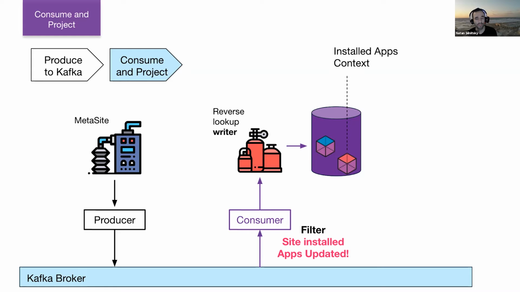So it just filtered for the messages that it is interested in and only took the parts of the message that it's interested in and wrote them to a completely brand new database table, the installed apps context. So they consumed the event and projected it to the dimension that they care about, not the entire site, just the apps installed on it.